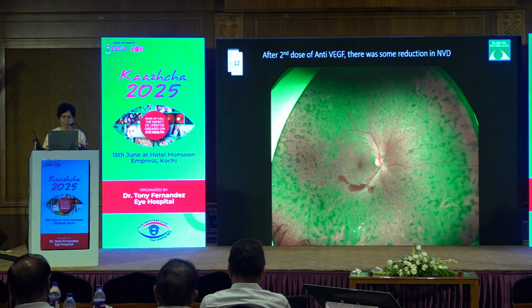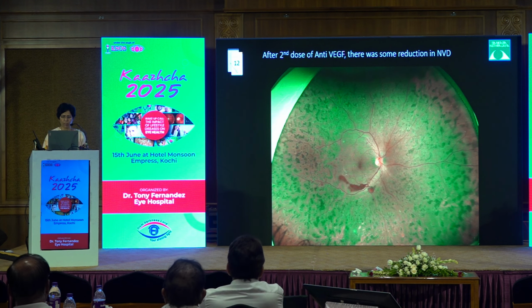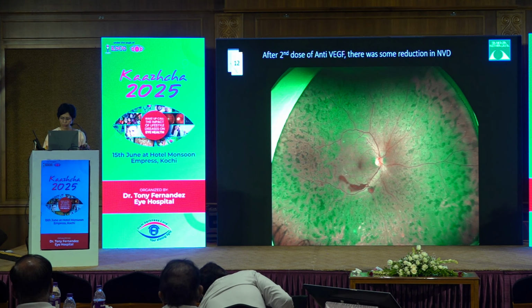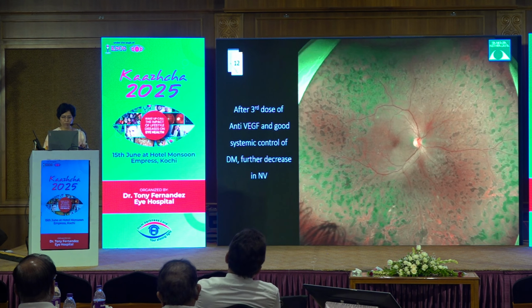And this is after the second dose of anti-VEGF injection. There is some reduction in the NVD, although not much. You can still see some large loops of vessels. The left eye shows a slightly better response in the regression of the NVD. So further anti-VEGF was given, and this is after the third anti-VEGF. There is a little bit better regression. You can see the NVD is almost gone.